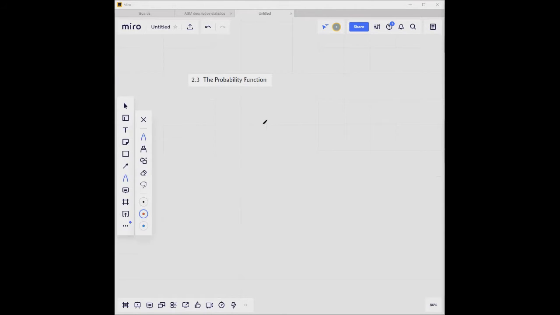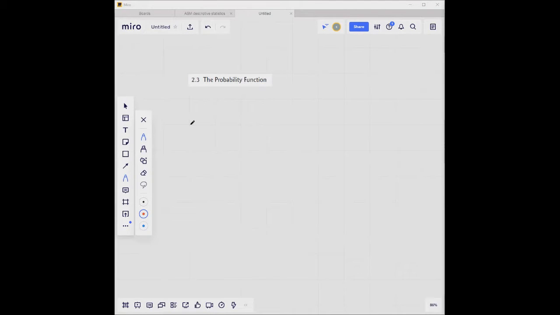Welcome, students. This is a quick summary of chapter 2.3 on the probability function. Last time we studied the concepts of experiment, sample space, sample outcome, event, and so on. Today we will be concerned with assigning probabilities to experiment outcomes.